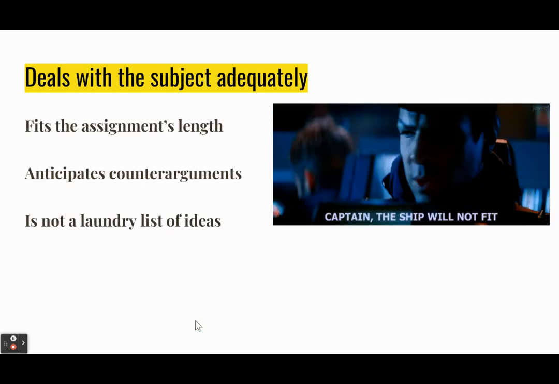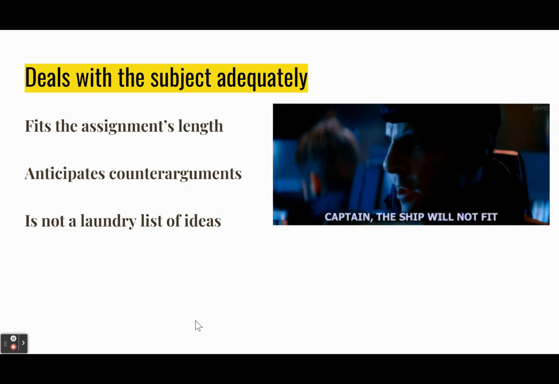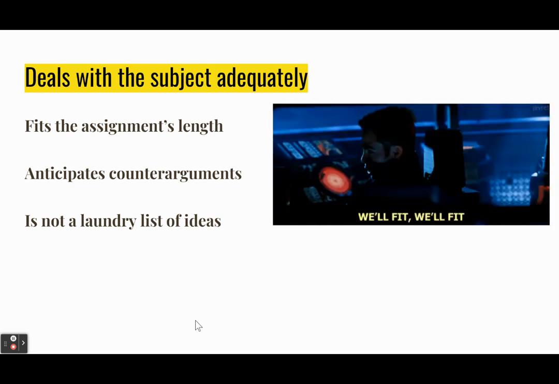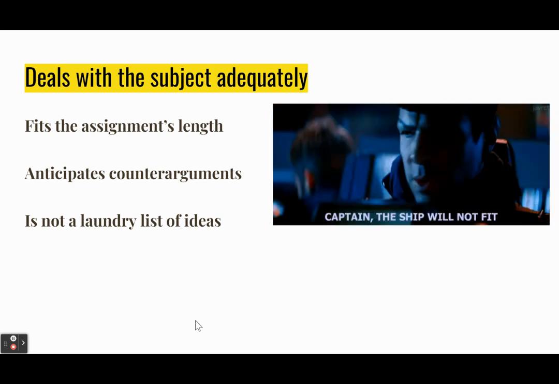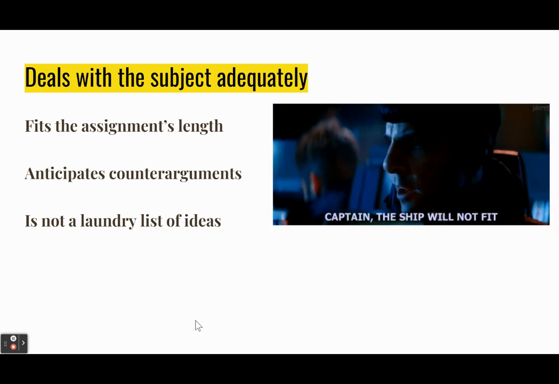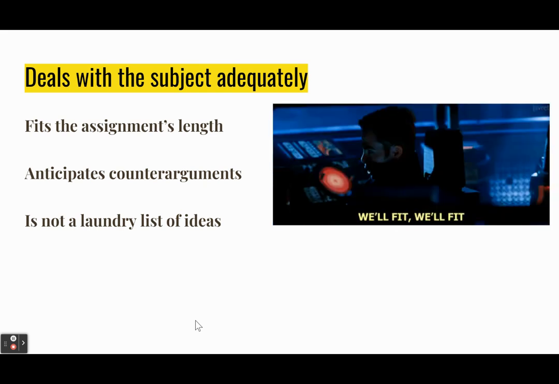Make sure you have one that will deal with the subject adequately. And by adequately, first of all, it's going to fit the assignment's length, 2 to 5 pages. Don't try to force something. It's not going to fit. Try to shorten it up.